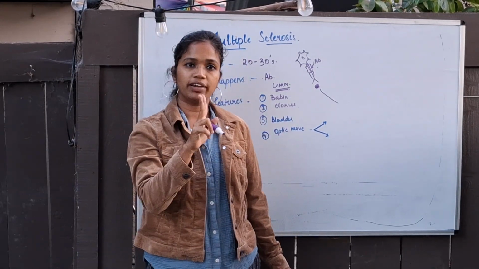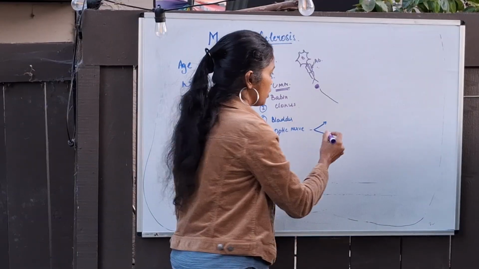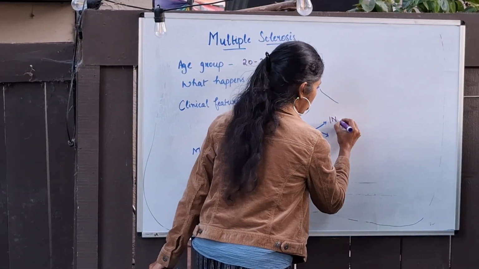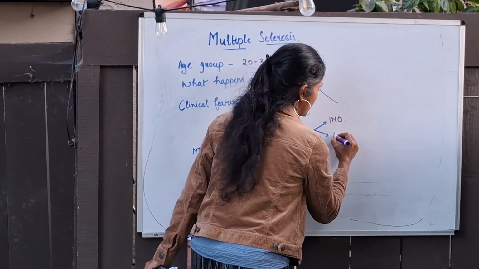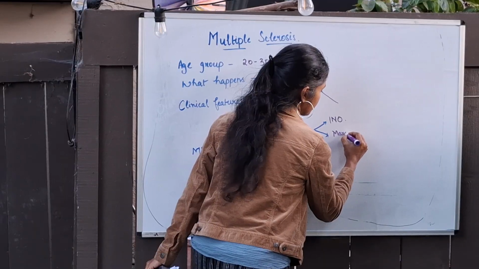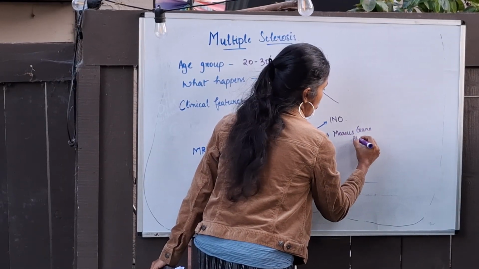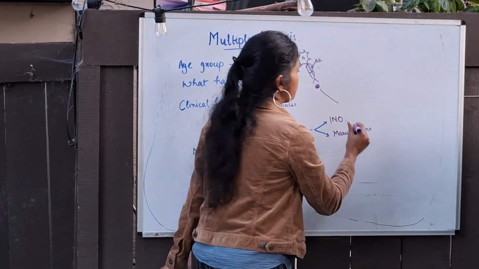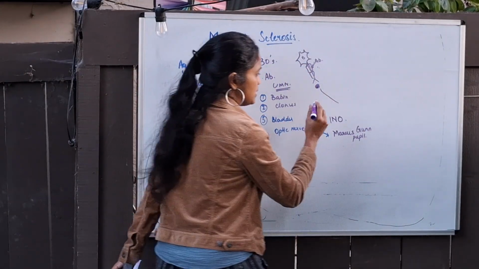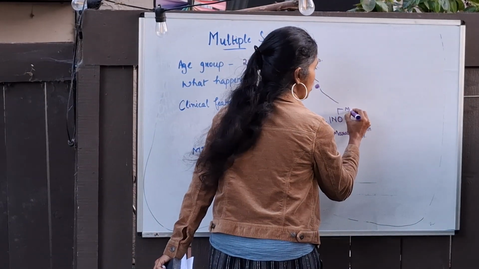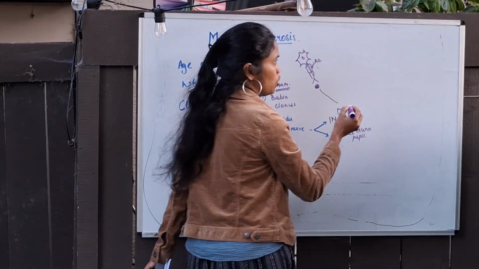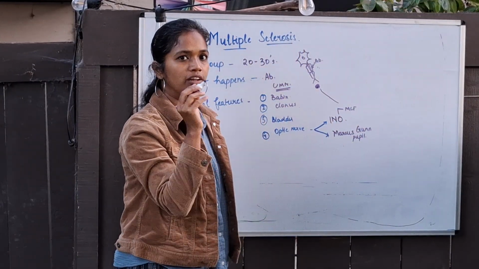The two most important findings in the optic nerve are, one, internuclear ophthalmoplegia and the other one is the Gunn pupil. So what is internuclear ophthalmoplegia? Internuclear ophthalmoplegia is a condition where the medial longitudinal fasciculus is damaged. Why do we need a medial longitudinal fasciculus?